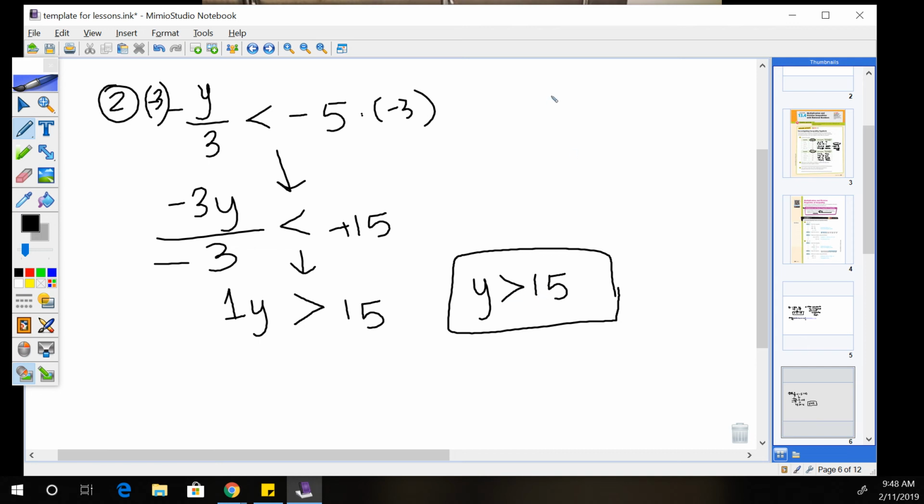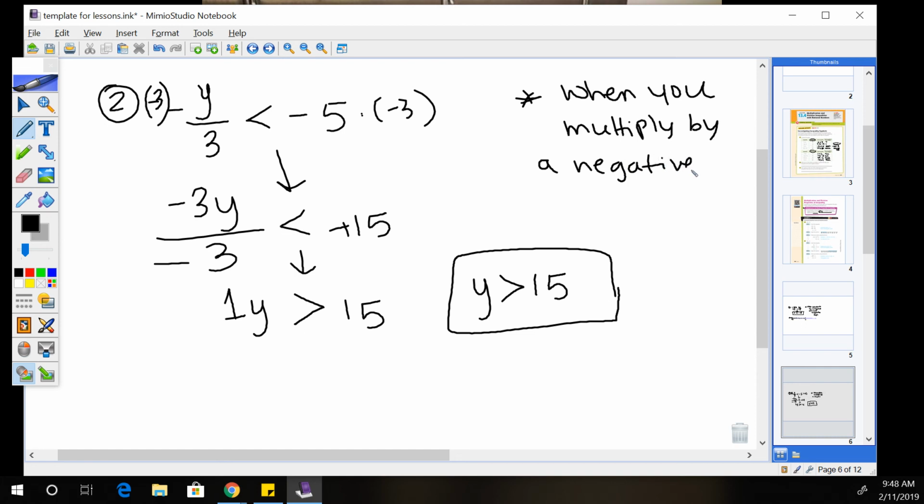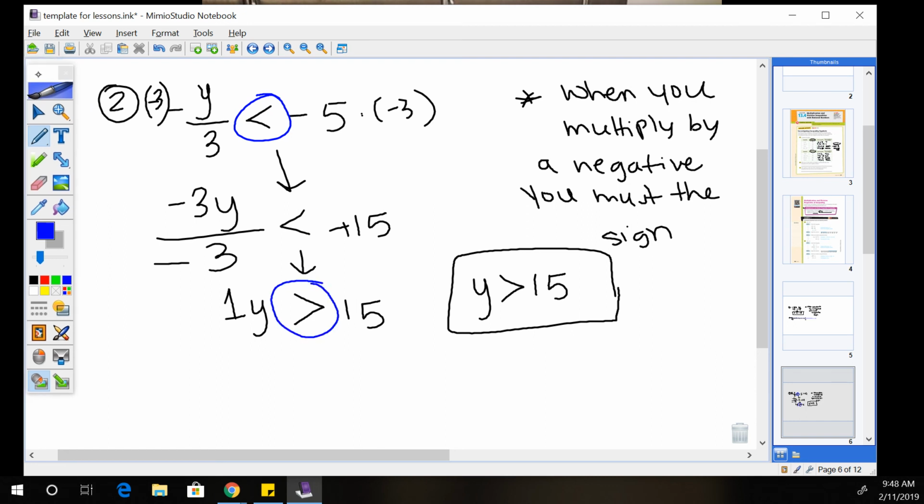Okay? So take notes. When you multiply by a negative, you must reverse the sign. Okay? And I'm going to show you with different colors. So it was less than. Now your answer should read the opposite or the reverse inequality.